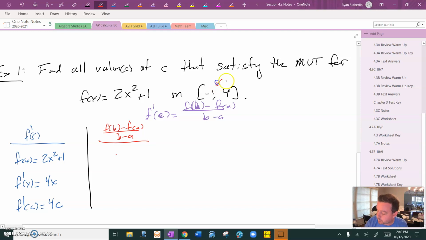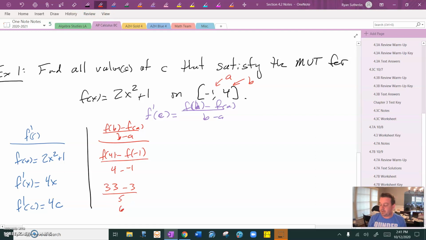And so on my interval, my first value is going to be a, my second value is going to be b. So I have f of 4 minus f of -1 over 5 minus -1. Now f of 4 is 33. F of -1 is 3 over 6. So I get an average rate of change. Oh, sorry, this should be a 4, not a 5. And so this is a 5 here.